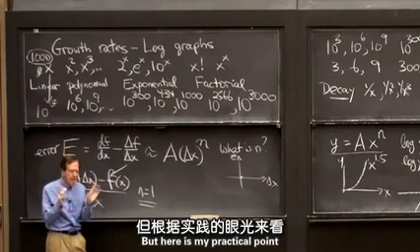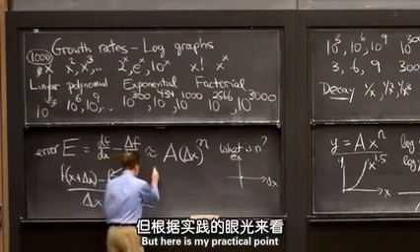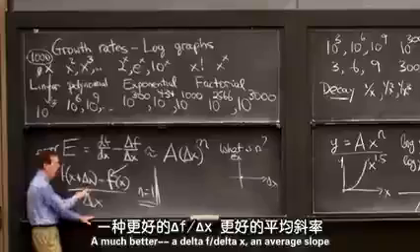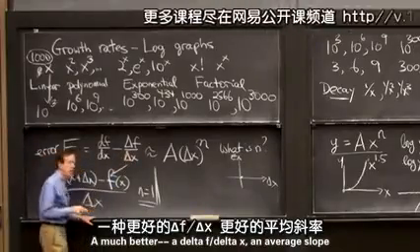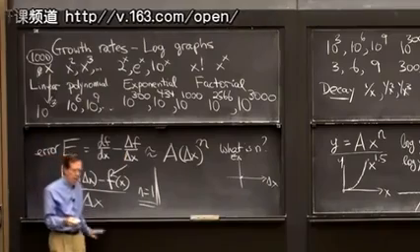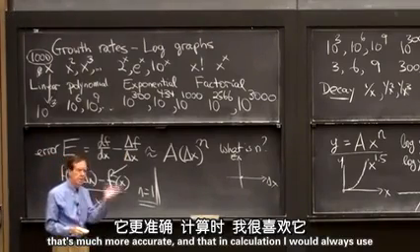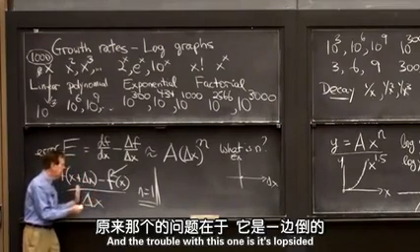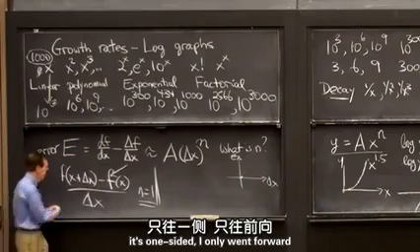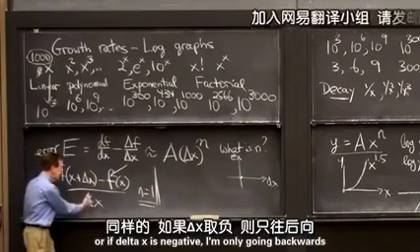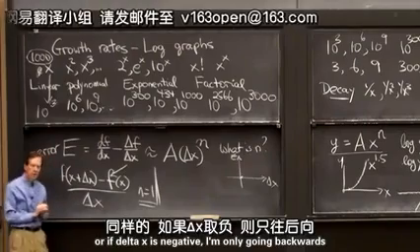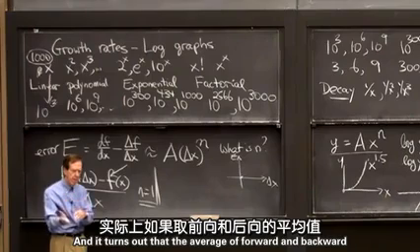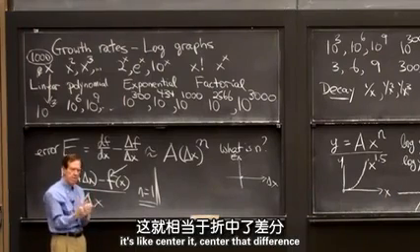But here's my practical point. There's a much better delta f over delta x, an average slope that's much more accurate and that in calculation I would always use. The trouble with this one is it's lopsided. It's one-sided. I only went forward. Or if delta x is negative, I'm only going backwards. And it turns out that the average of forward and backward is like centering it.